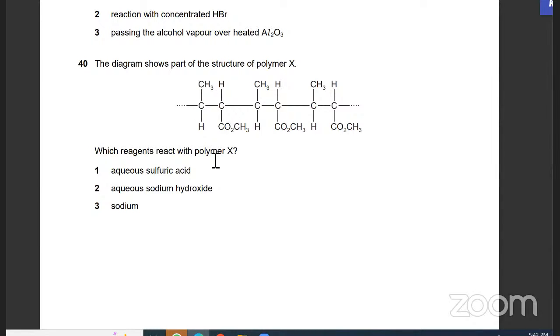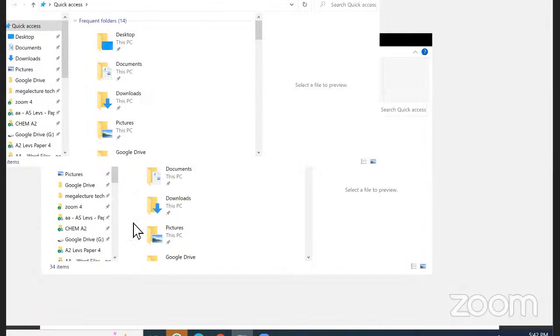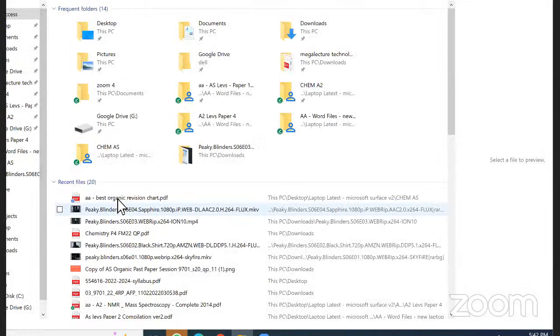So first one, aqueous sulfuric acid. Will it react or will it not react? What's with sulfuric acid? With this one, will it react or not? No, it won't. No reaction. So just 1 second. There's going to be a reaction.